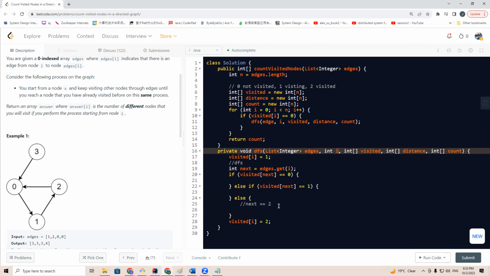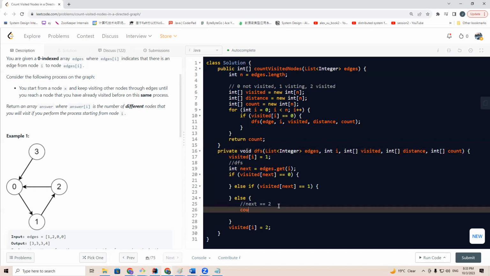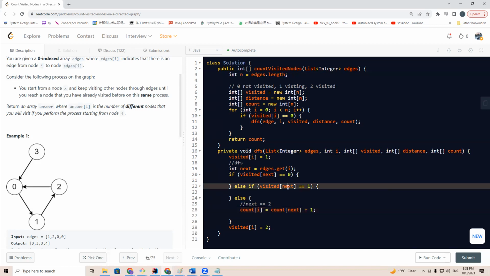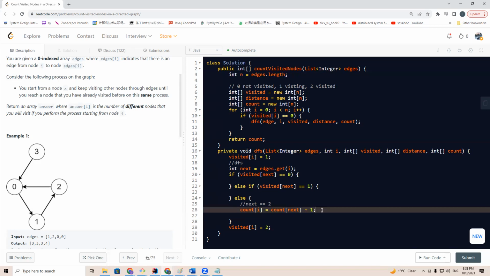We can just write count I equals count next plus 1, right? Because during that DFS, or when we met the circle, we will update this value.